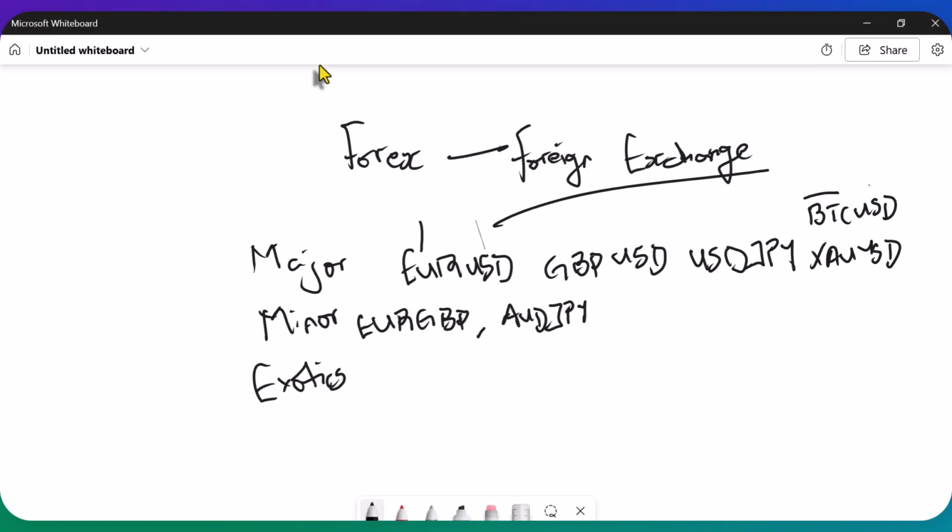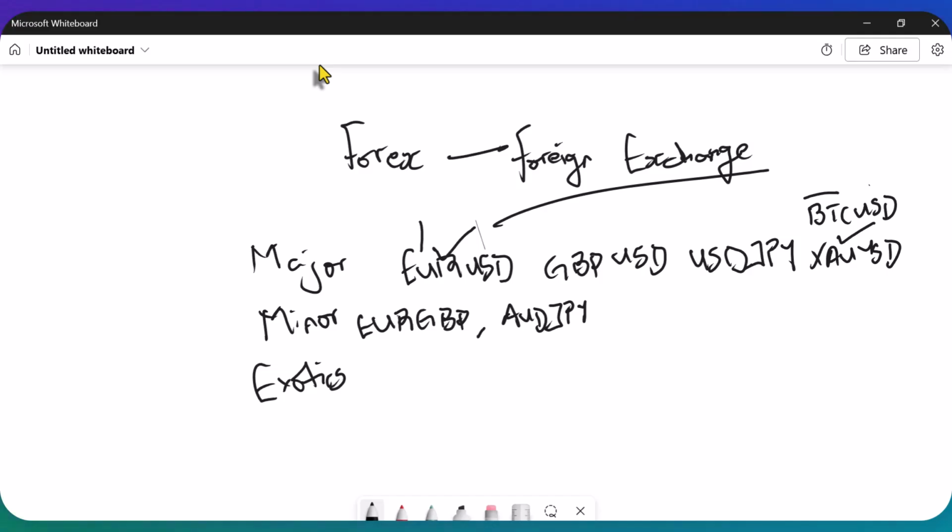But the most popular is EUR USD. The most volatile is XAU USD. That's the most popular pair is EUR USD and the most volatile pair is XAU USD. And a lot of traders love XAU USD because of its volatility and its massive movements. There's a lot of opportunity if you know what you are doing in XAU USD, which is good.